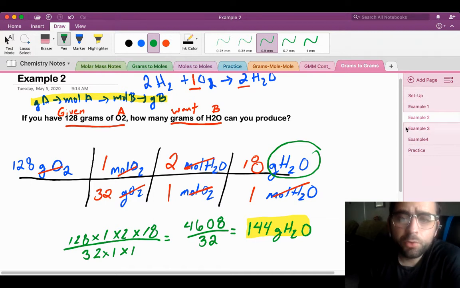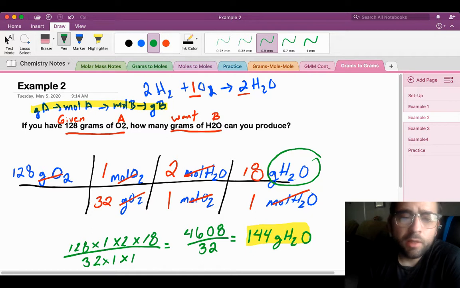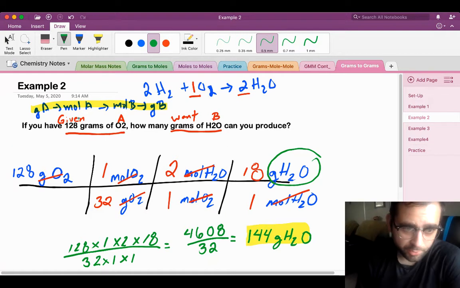And I'm going to do one more. I'm going to do the salt one. I'm also going to mix the question. You don't always start with your given. Sometimes you can start with the want. So just be careful. Make sure you read the question first. The how many part is what you want. Whatever number it gives you, that's part of your given.